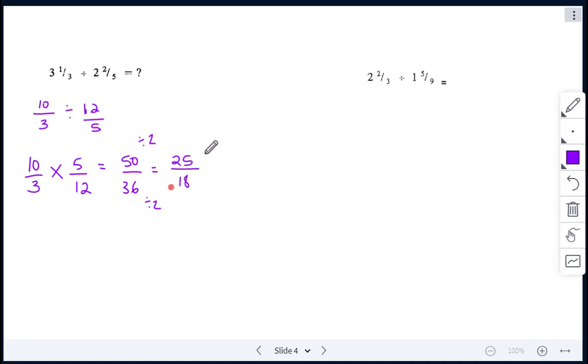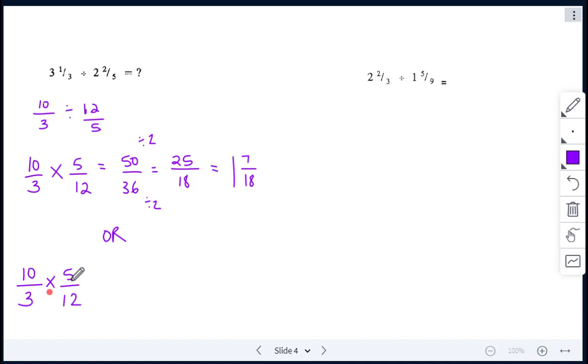It is written improper, so you can change this now to a mixed fraction. 18 can go into 25 one time. We keep our denominator as 18, and then we have a 7 there for our numerator to give us 25. So that's our answer, but let's just do it where we reduced before as well.